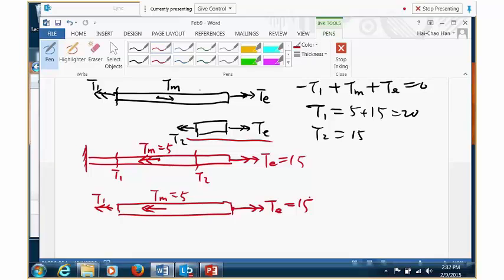Okay, now for this one, what's the equation of equilibrium? You're going to have negative T1, negative Tm, then plus Te equals 0. So therefore, your T1 equals positive 10. Okay. Now, why is this one just 10?